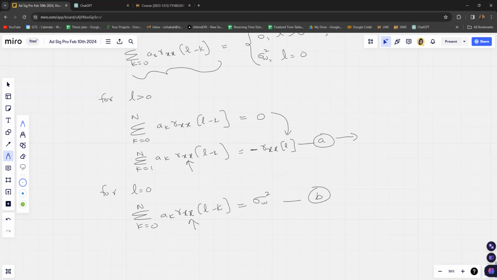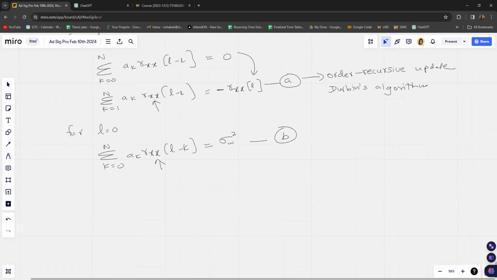So this is a very important equation, and therefore it has certain names as well. A lot of people call it by different names. Another name is order recursive algorithm or order recursive update. So this equation is known as the order recursive update equation, or else it is also known as Durbin's algorithm. So equation A is also known as Durbin's algorithm. Equation A can be further expanded into a matrix representation.